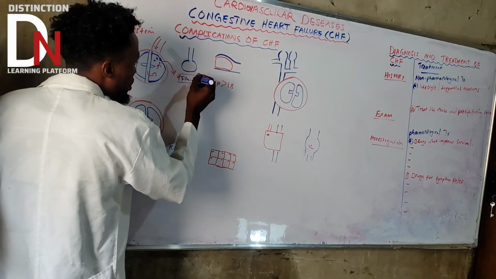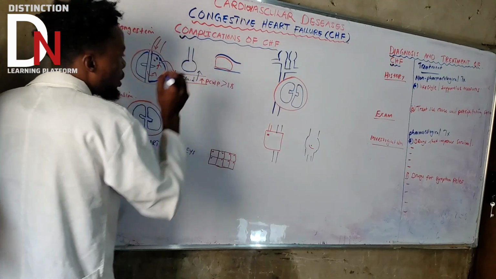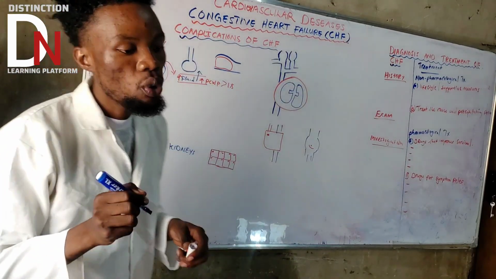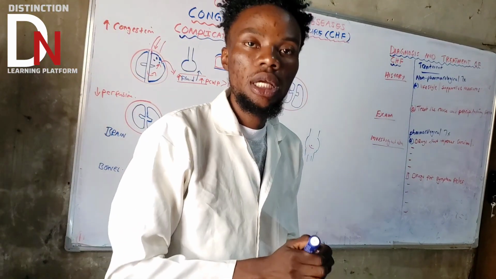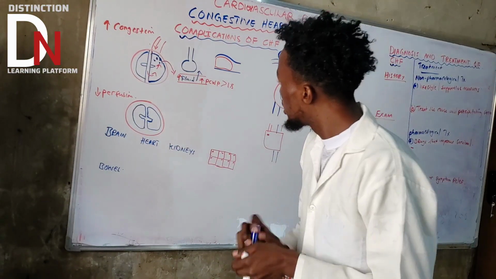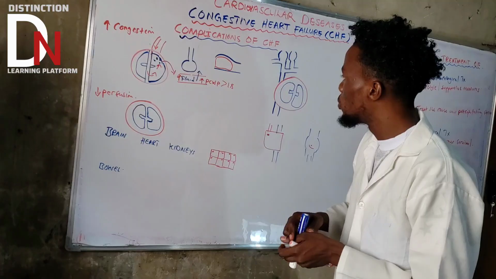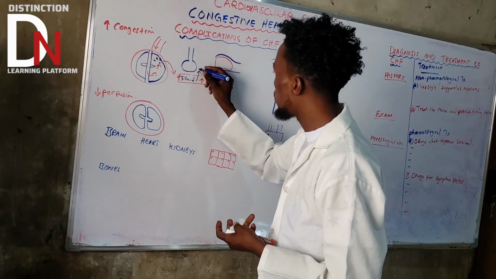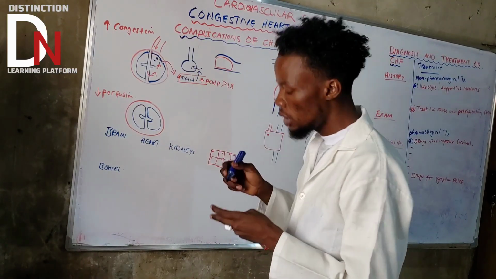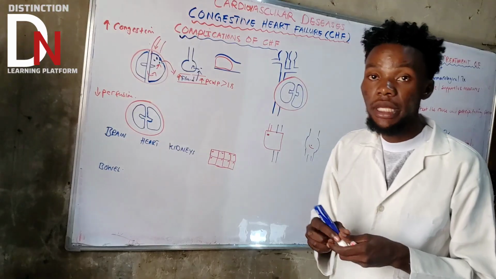Okay. Now, if there is an increase in the capillary wedge pressure because of this pulmonary congestion, what will happen? This fluid will start going into the interstitial space, where there are a lot of alveoli. Okay. This fluid will start going into there. This fluid will also start going to the alveoli, causing alveolar filling.